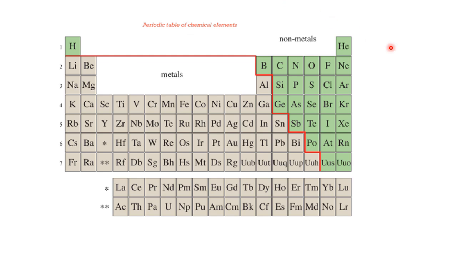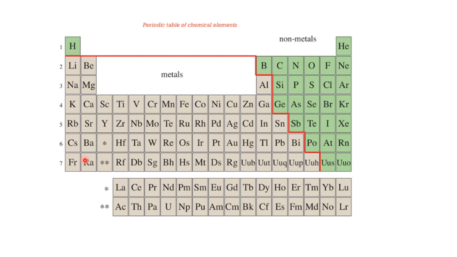This is the periodic table. Elements are arranged in this periodic table, and each element has a name and is represented by a symbol. For example, here we have H. H is for hydrogen, C is for carbon, Ca is for calcium, and so on. So each element in this periodic table has a specific symbol.